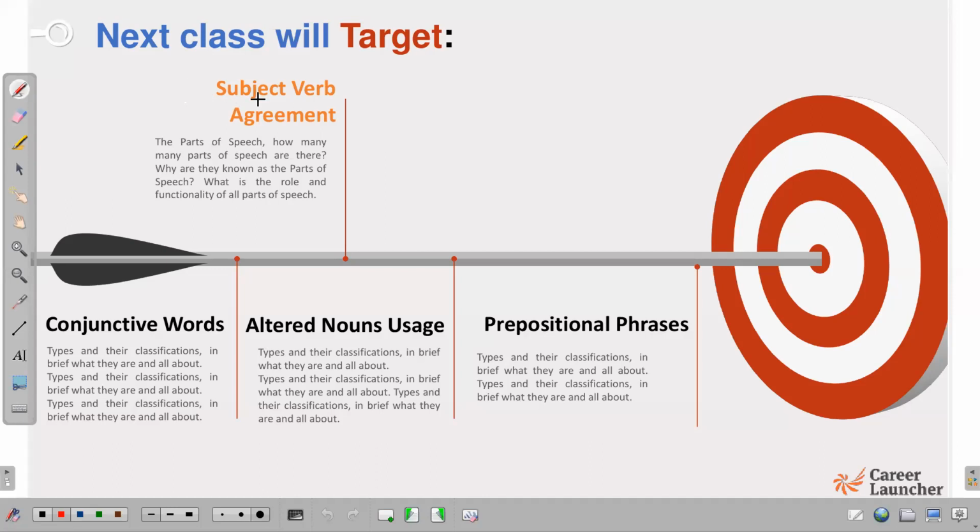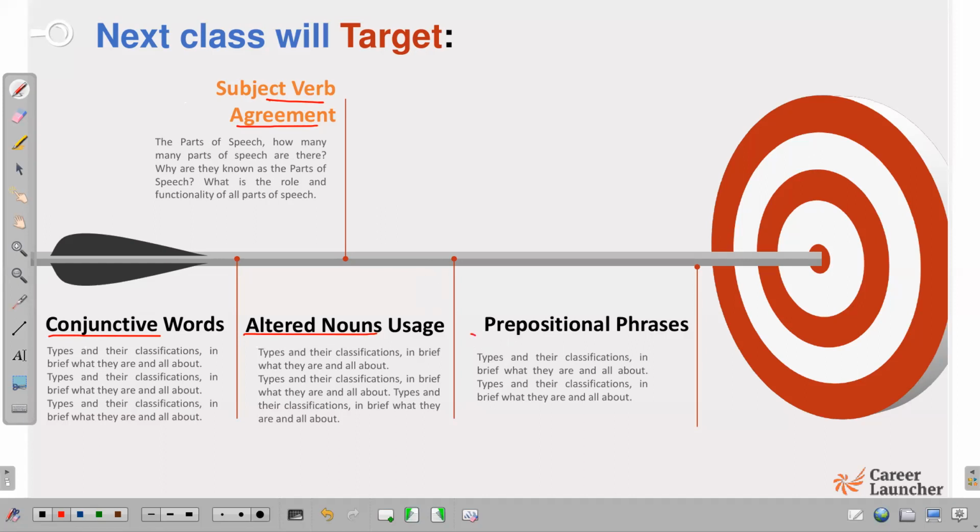Next class will focus upon, again, the most frequently asked chapter of the competitive exams: subject verb agreement. Why is subject verb agreement important? Because there are a lot of conjunctive words which, verbally speaking, may sound absolutely clear, but while marking or while writing it formally may be considered wrong. Then there are nouns which seem singular but are plural, and which are plural but seem singular. They should not be confused.